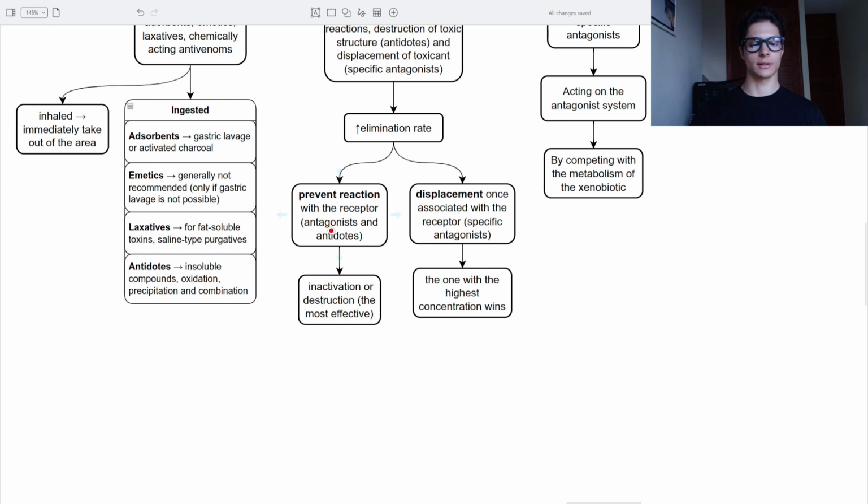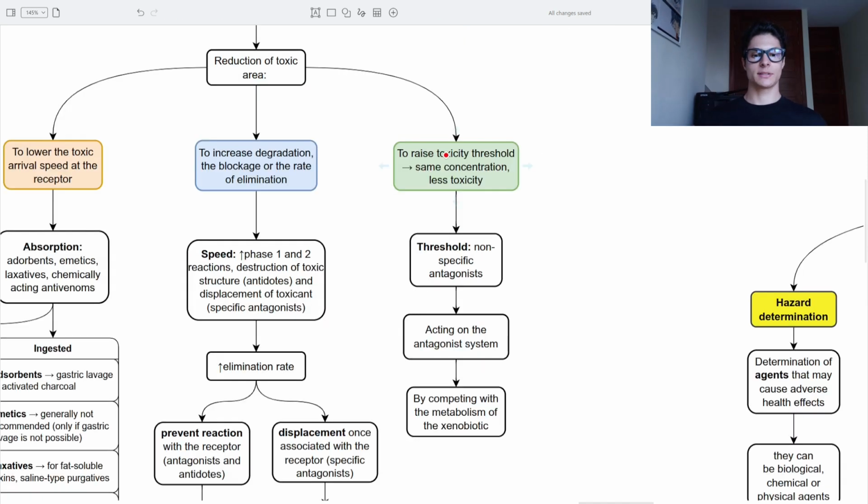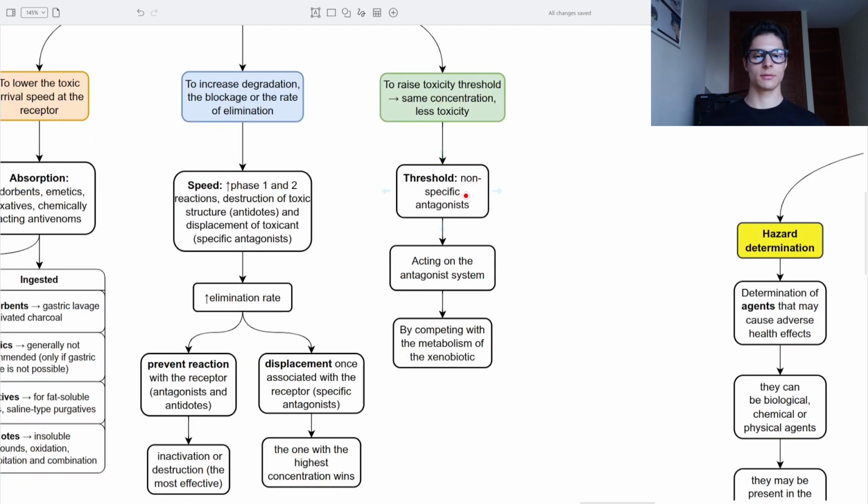To increase the elimination rate, we can prevent the reaction with the receptor. So here we are going to use antagonists and antidotes, either by inactivation or destruction, which is the most effective. And also the displacement once it's already associated with the receptor. And here we use specific antagonists. And again, the one with the highest concentration wins. And then another thing we can do is to raise the toxicity threshold, so that at the same concentration there is less toxicity. For the threshold, we use non-specific antagonists. They act on the antagonist system by competing with the metabolism of the xenobiotic. And again here, if we use a lot of concentrations, we will get the effect we want.